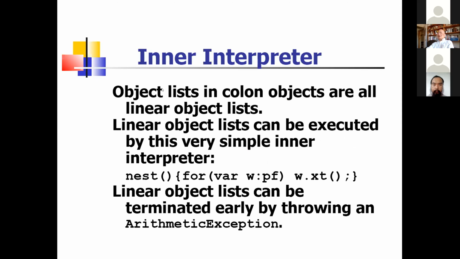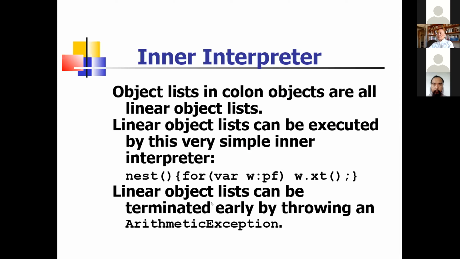And in the interpreter, because the object list in a coding object is always a linear object list, a linear object list can be executed or evaluated very conveniently by this very simple inner interpreter. You just go to a loop, fetch out each object in the object list, and execute the object, and you do everything for this object list in the PF attribute, and you're done.